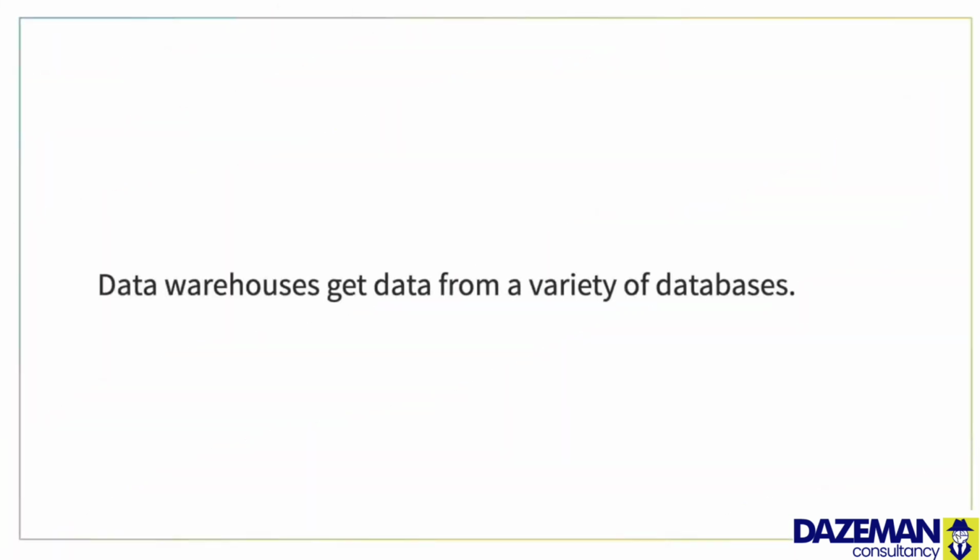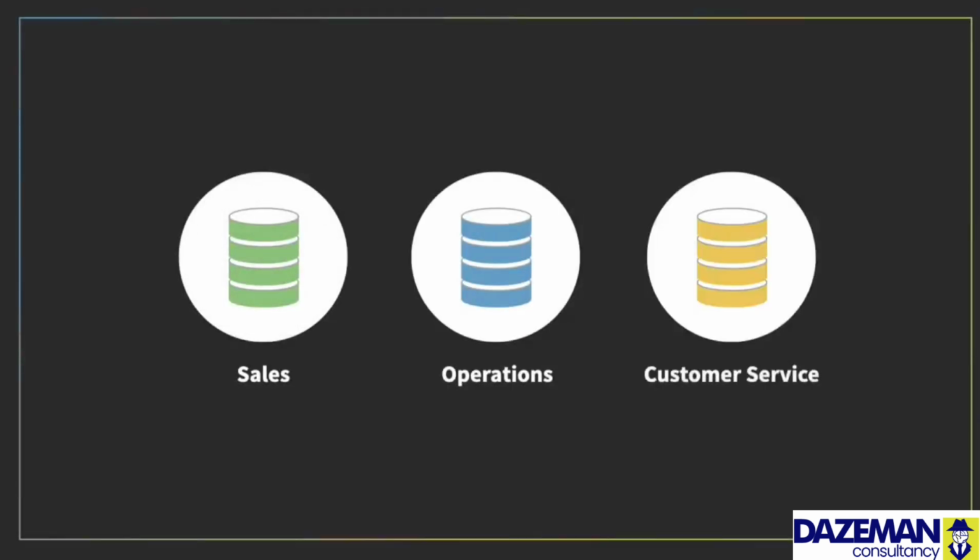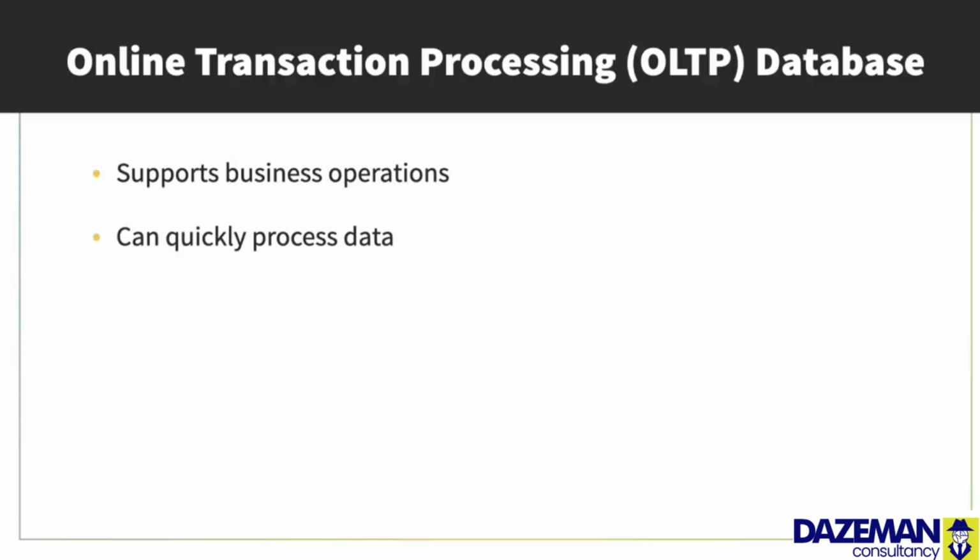Data warehouses get data from a variety of databases. In an organization, multiple departments and projects might have their own databases. So, for example, take the sales, operations, or customer service departments. They will have their own databases. All of these databases in general are known as OLTP, that is, Online Transaction Processing databases, because they are attached to some application or website and are intended for fast read or write.